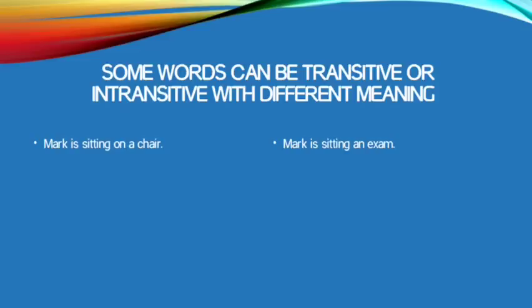Some words can be transitive or intransitive with different meanings. Like, Mark is sitting on a chair. It's a physical action. That means this verb is intransitive, because it simply describes physical position. But, Mark is sitting in an exam. This is a transitive verb, because here it means Mark is taking an exam. Same word sit, but it changed its meaning completely from when it is intransitive to when it is transitive. This is why this lesson is so important, to understand the difference between transitive and intransitive verbs.